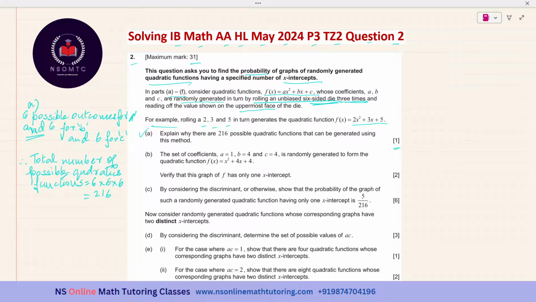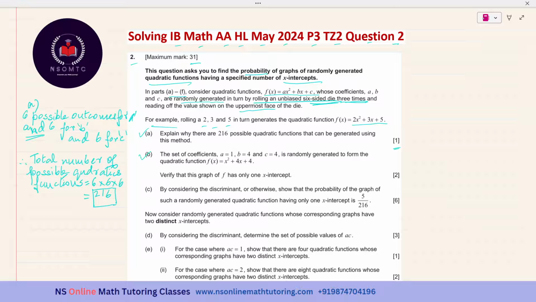It is paper 3, so you can use your calculator. I know 6 cube is 216. You can use your calculator to find the product. Okay, so this is explained.